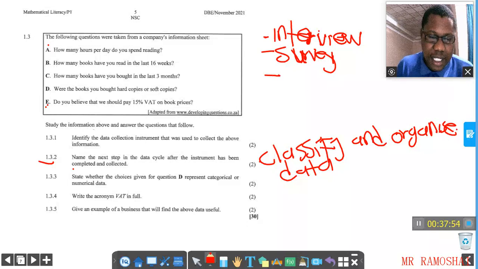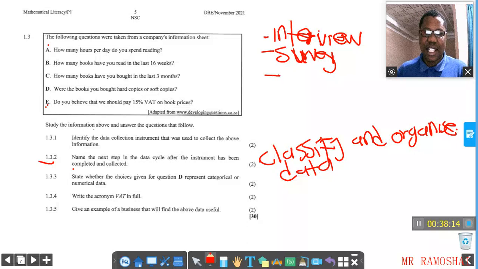Okay. Now let's go to the next one. 1.3.3. State whether the choice given for question D represent categorical or numerical data. Were the books you bought hard copies or soft copies?